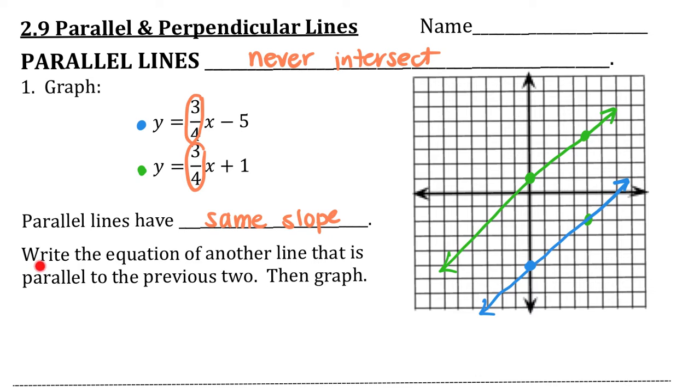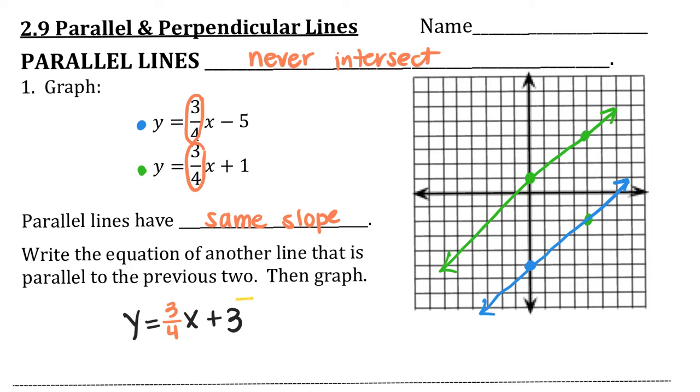Okay, so for the next step, I'm going to write the equation of another line that is parallel to the previous two. Okay, so if I want it to be parallel, it has to have the same slope. Since this has a slope of 3/4 and this has a slope of 3/4, I'm going to write an equation that has the slope of 3/4. And since it's slope, I'm going to put the x next to here. Now the y-intercept doesn't affect whether they're parallel. So this one has a -5, this has a +1. I'm just going to put a different number. How about +3?